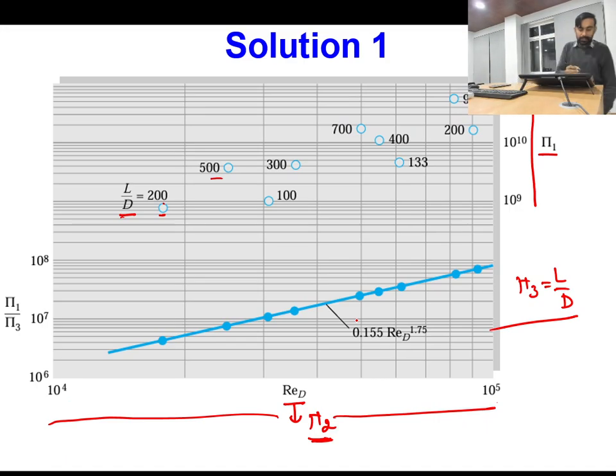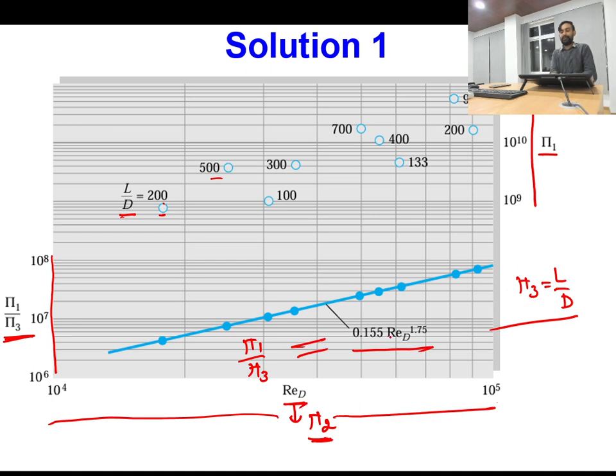If you see the left ordinate axis, this pi 1 by pi 3 is the parameter and this is the Reynolds number. When I am plotting this, all these scattered points have clustered together on a single line. This is forming a straight line, of course a straight line on a log-log plot. If this is a straight line on a log-log plot, then mathematically this should give us nothing but a power law relation.